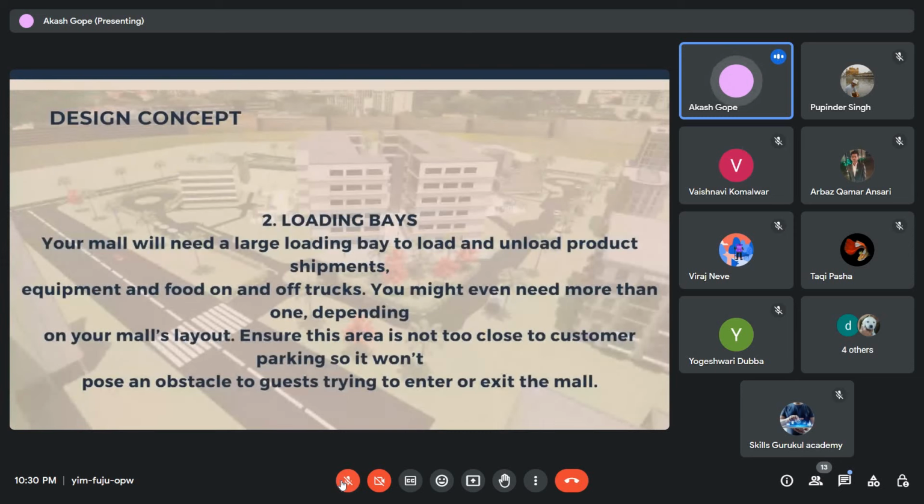Second is the loading bay. Your mall will need a large loading bay to load and unload product shipments, equipment, and food on and off trucks. You might even need more than one depending on your mall layout. Ensure this area is not close to customer parking so it won't pose an obstacle to guests trying to enter or exit the mall.